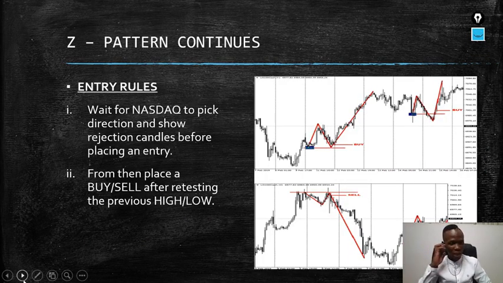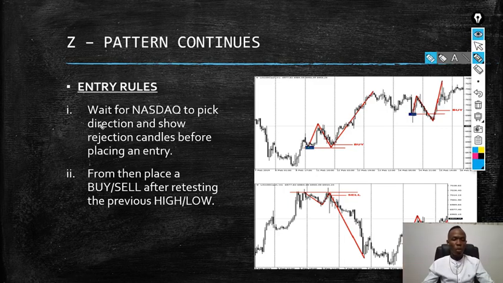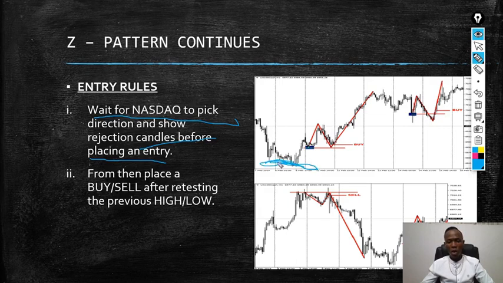So the entry rule is you have to firstly wait for NASDAQ to pick a direction, as said in the previous slide, and then show a rejection candle before placing an entry. It's important to know how to read candlesticks when it comes to trading NASDAQ, because that's very crucial. That's going to enable you to see turning points and reversal candlesticks, etc. So in this instance, let's use this example. NASDAQ, as we're waiting for it to pick a direction, the direction was it retested the previous low, which is the support zone, and then it pushed up again.